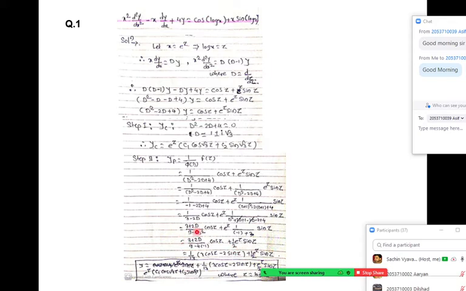On this side now, we again replace D square by minus 1. So 9 plus 4 is 13. So it becomes 1 by 13 here. And 3 plus 2D is 3 times cos z plus 2 times the derivative of cos z, which is minus sin z, and this one is your yp.